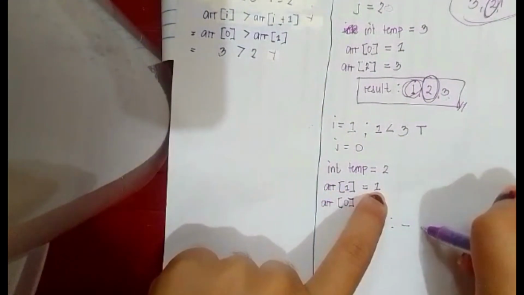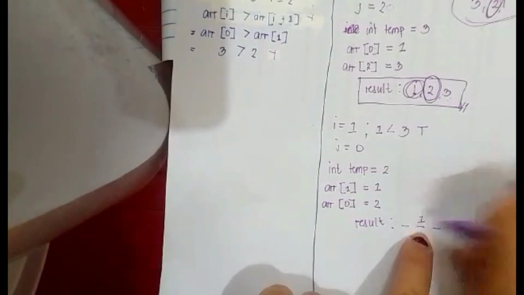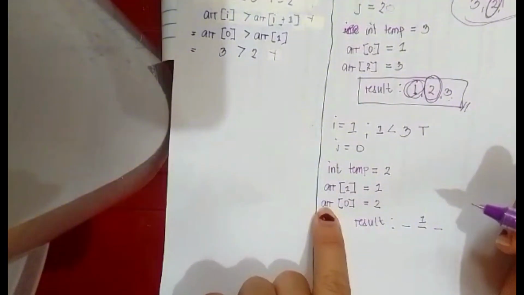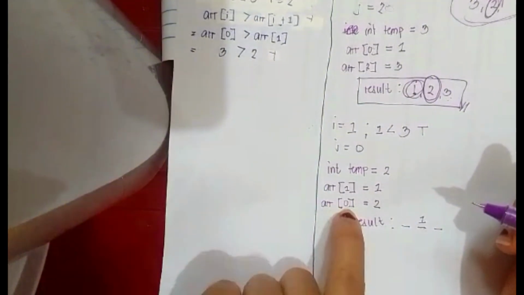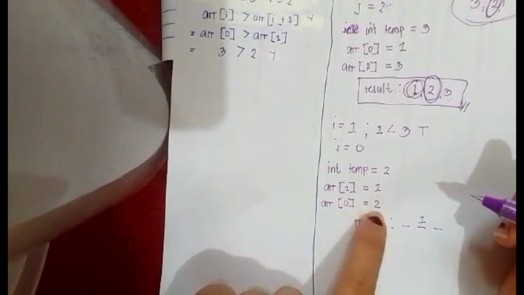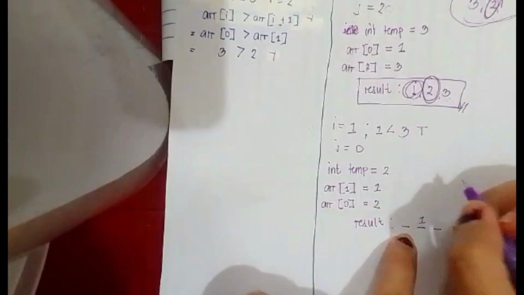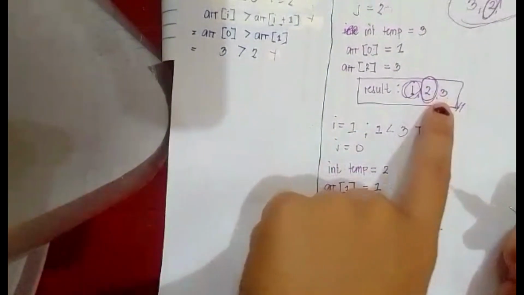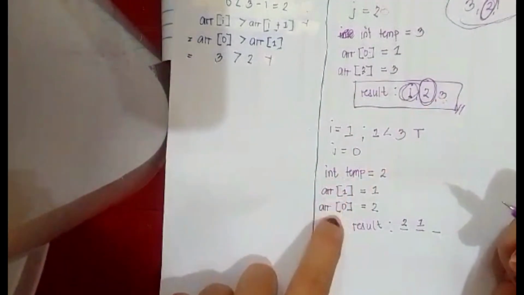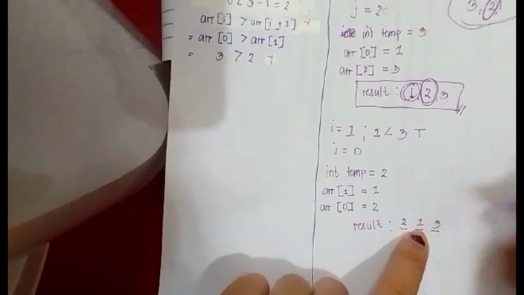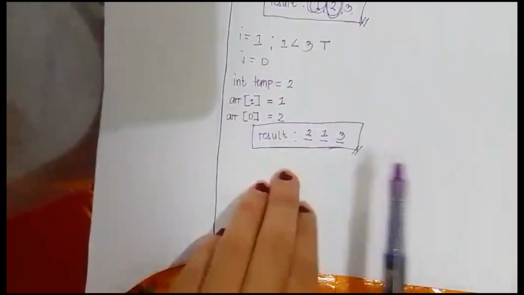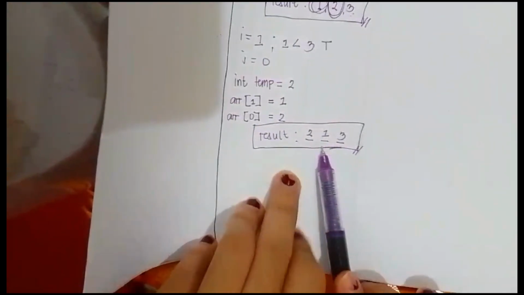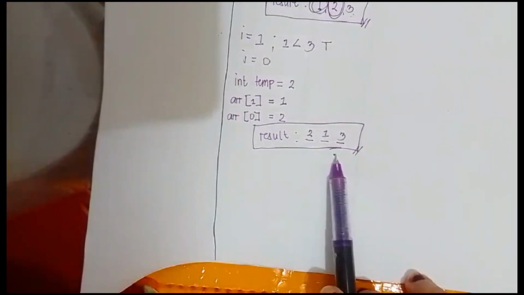So our index 1 here, we put the 1. Then our array index 0, its value is 2, so we put the 2 in index 0. Then the 3 stays here. So our result is 2, 1, and 3.